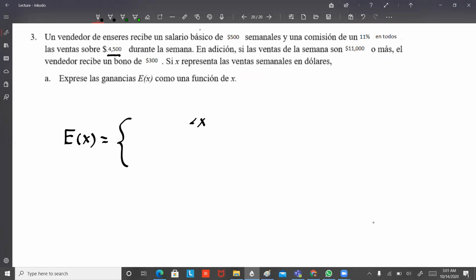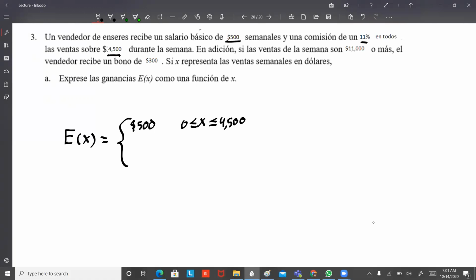So we're going to begin with x being greater than or equal to 0 and less than or equal to 4,500, sorry, 4,500. And for this, your base pay is going to be $500. And we know this because the problem states right here that you get paid a base rate of $500 and you get 7%, and then you get an additional 11% on all the sales that you make over the 4,500. So for the first 4,500, you don't get any commission. So we're just going to get the base pay of 500.